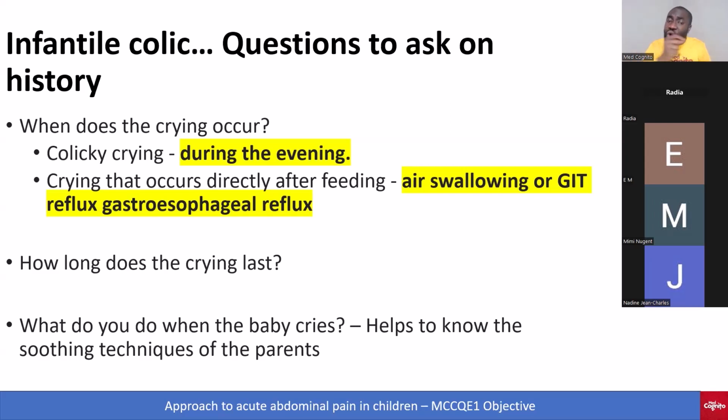We learned that colic usually lasts more than how many hours, please? Can somebody help me? More than how many hours? 3 hours. 3 hours, good. What do you do when the baby cries? That's also another question you want to ask. It helps you to know the soothing techniques, because when we get to the management of colic, soothing techniques must be discussed thoroughly with the parents.